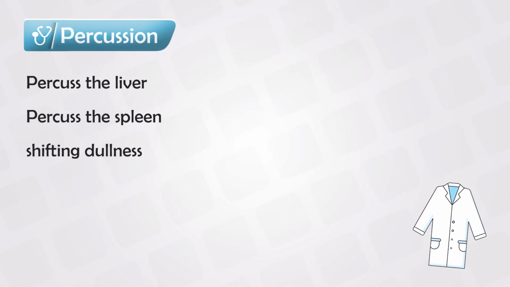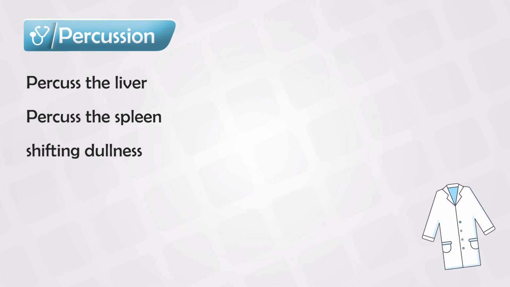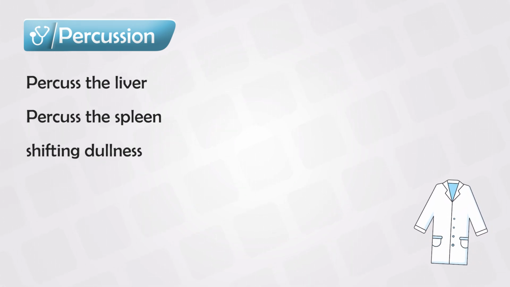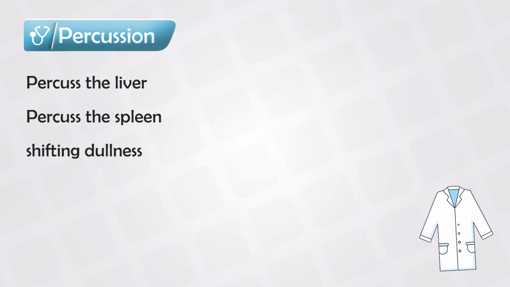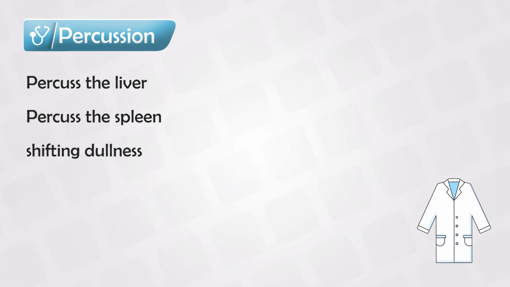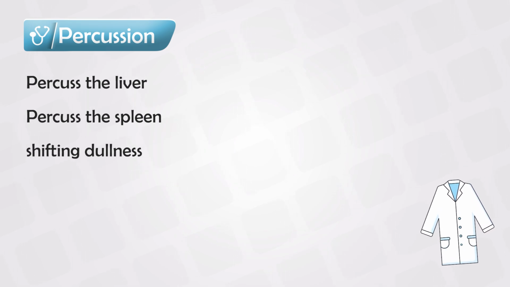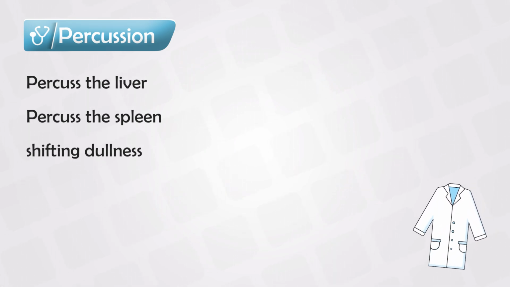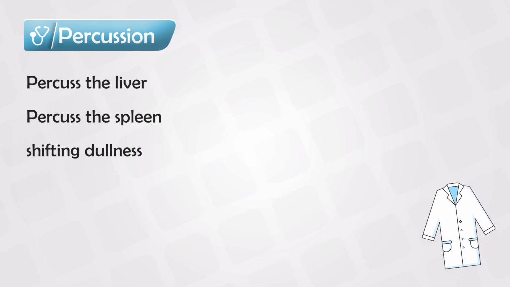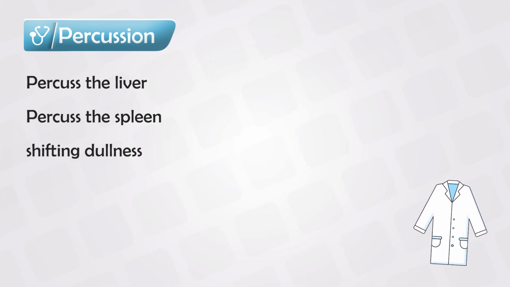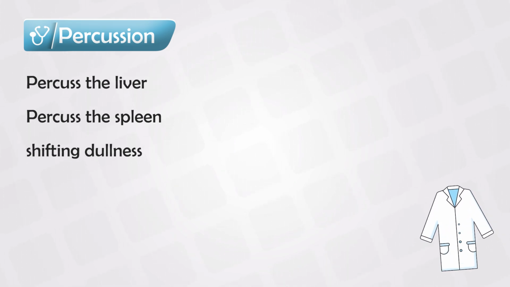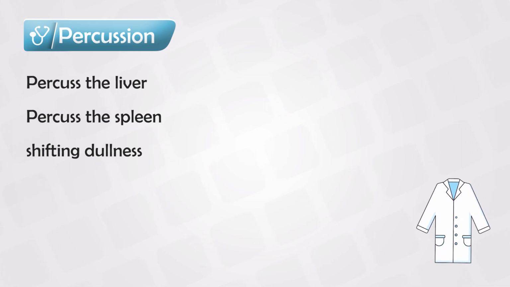There are three main things that you should percuss in the abdomen: the shifting dullness. If you see any distension in the abdomen, percuss over the distension and then ask the patient to move to one side or the other while keeping your hand in the area that you just percussed, and then do percussion again. If the sound changes, this can be a sign of shifting dullness. And you should also percuss the spleen and the liver.